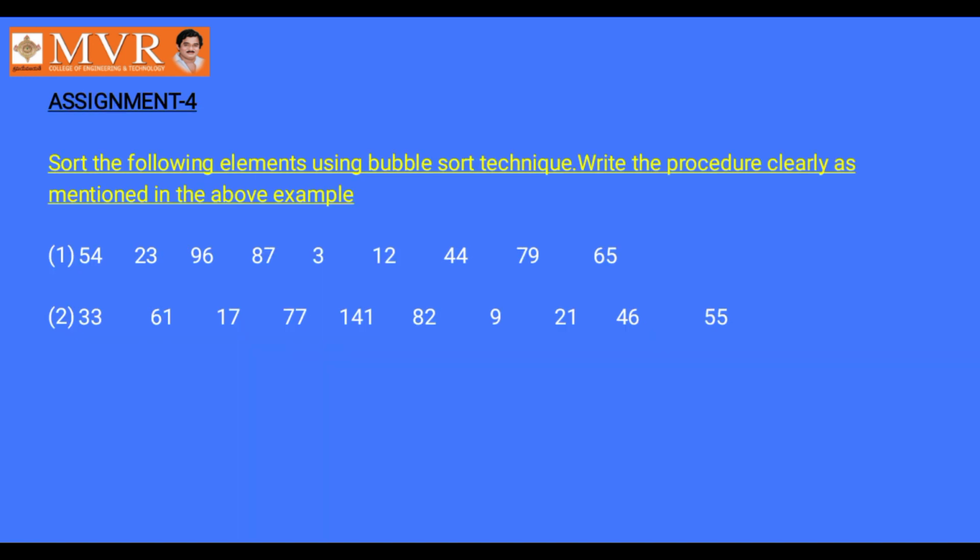Okay. Now coming to the assignment. Here I have given an assignment for you. You have to sort the list of elements using the bubble sort technique and also write the algorithm for it. Sort the following list using the bubble sort technique. Also write the procedure clearly. Submit the assignment in 2 days. This is the list of elements. You have to perform the sorting and write it in a notebook and give it to me.